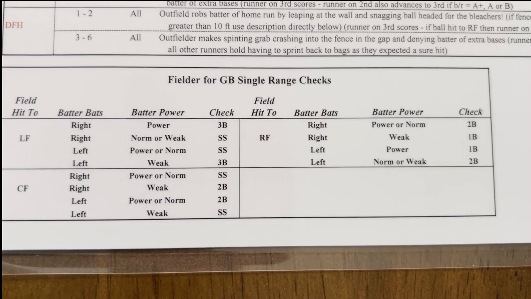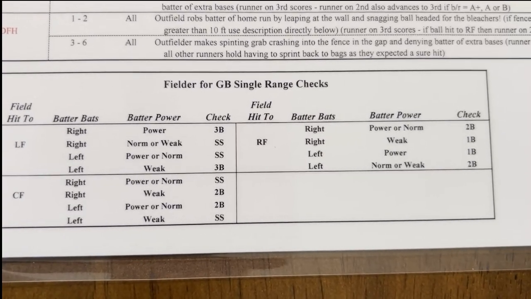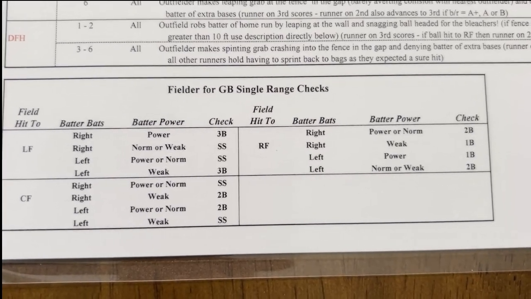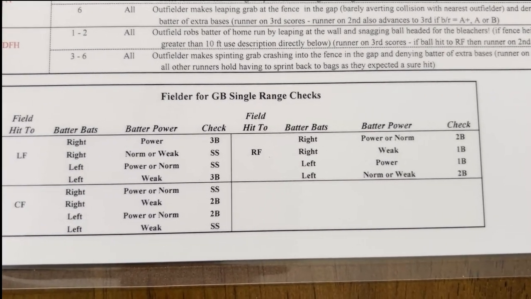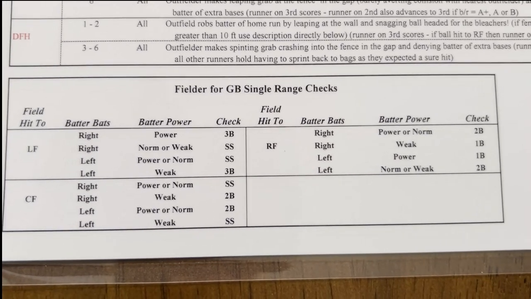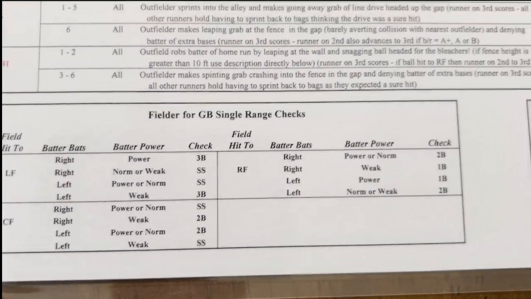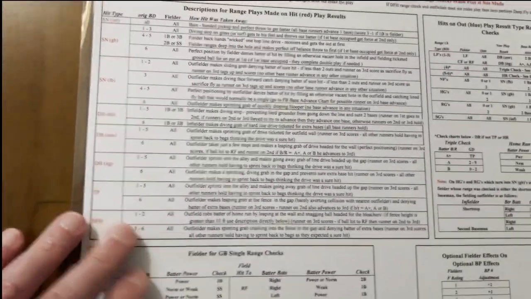You'll check to see whether it's hit to left, center, or right, and you'll check the power of the batter, which determines if he's more likely to pull the ball or not. And then that's the appropriate fielder you're going to check on the range play. Rather than using the outfielder's range, you're going to use an infielder's range. So that's on this chart. So that's what you have here.